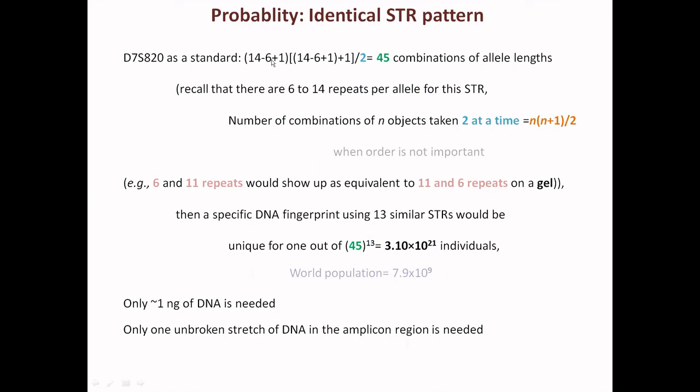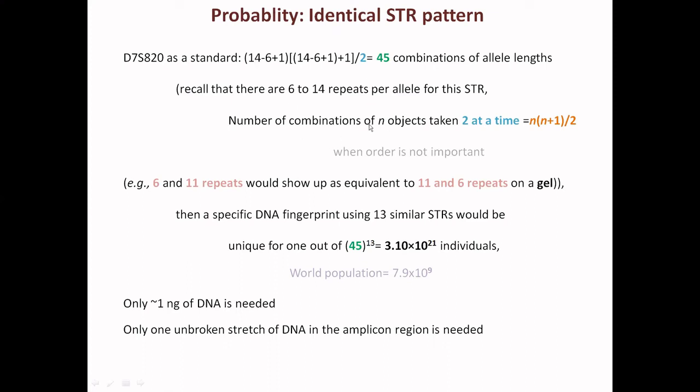So this is the number of combinations of the allele. This is the 14 repeats maximum possible, minus 6 plus 1. This is n minus r factorial. So this is n minus r into n minus r plus 1 by 2, equal to 45 combinations of the allele lengths that are there.